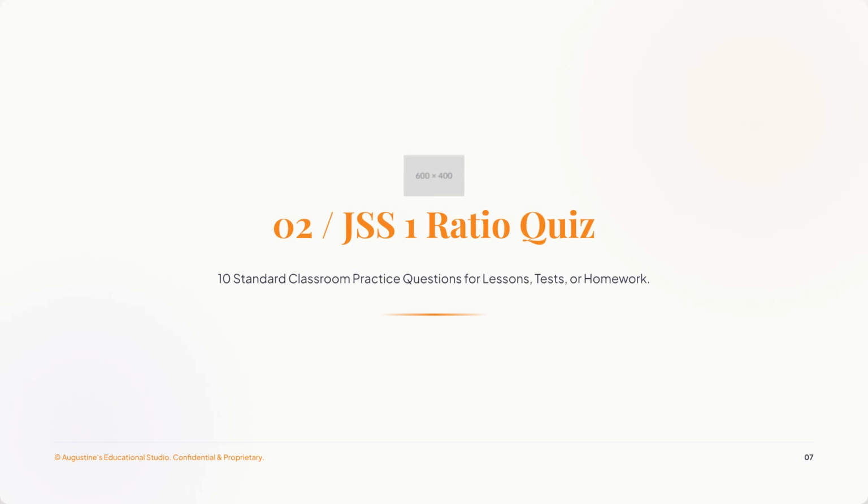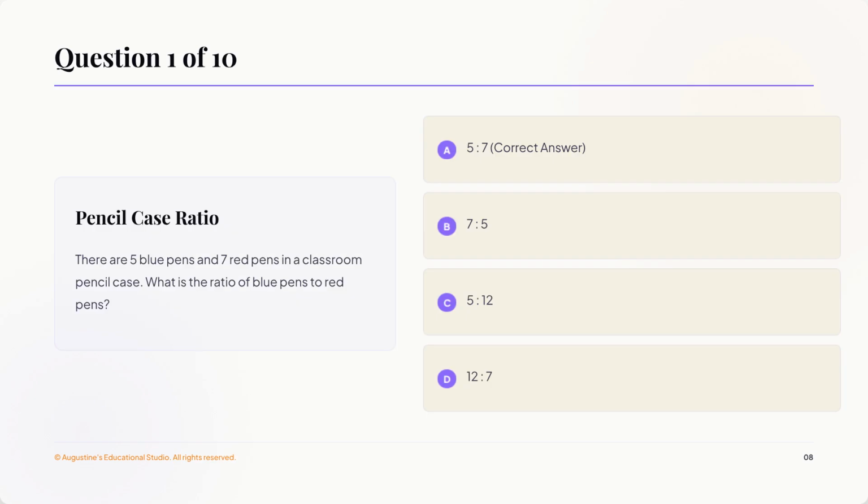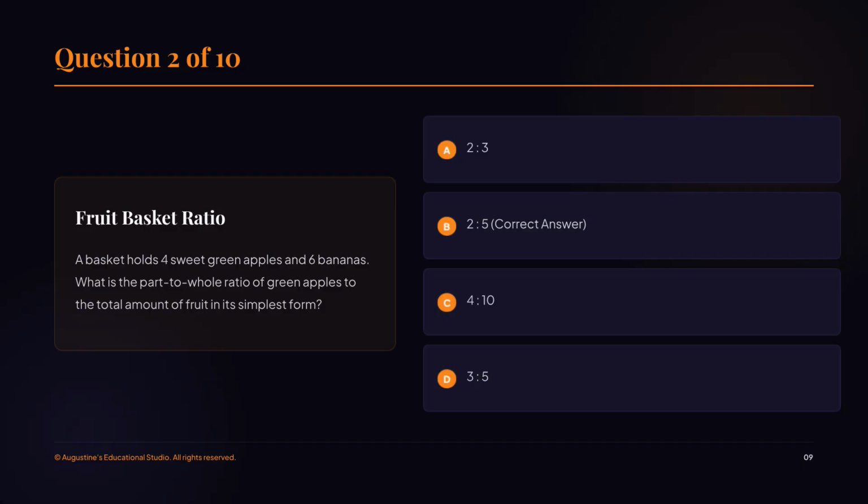These are great for your lessons, tests, or homework. For our first question, we have 5 blue pens and 7 red pens. What is the ratio of blue pens to red pens? Next, a basket holds 4 green apples and 6 bananas. What is the part-to-whole ratio of green apples to the total fruit in simplest form?